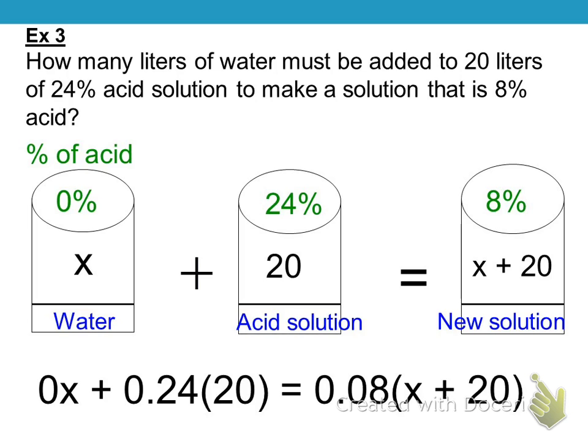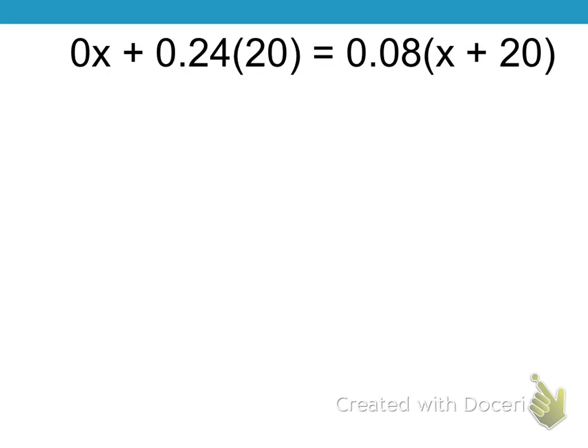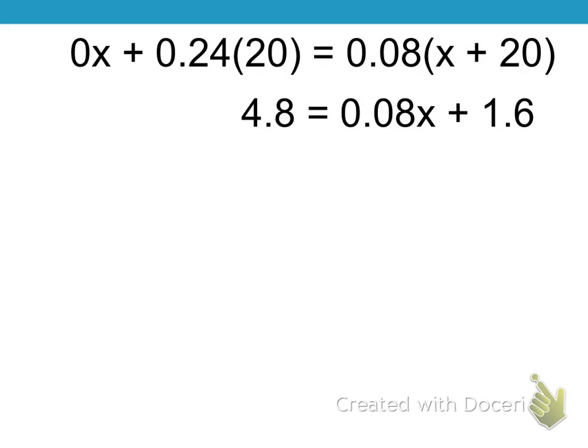Questions so far? Now, this guy works out kind of nicely because 0 times X, you can just cross it out. 0.24 times 20. 4.8. In the back, we distribute the 0.08. We end up with 0.08x plus 1.6.